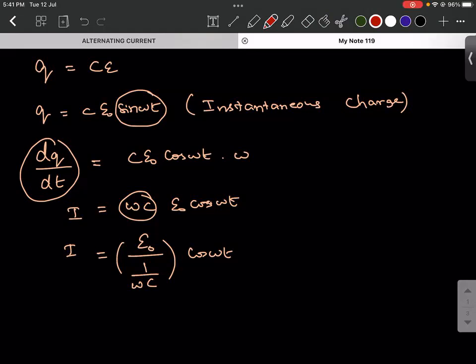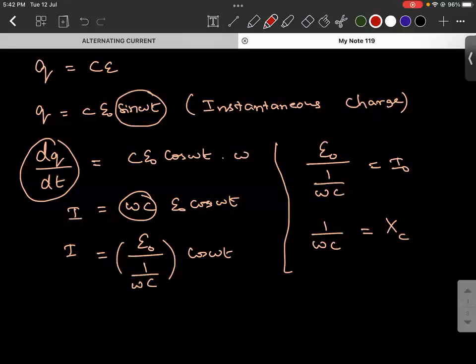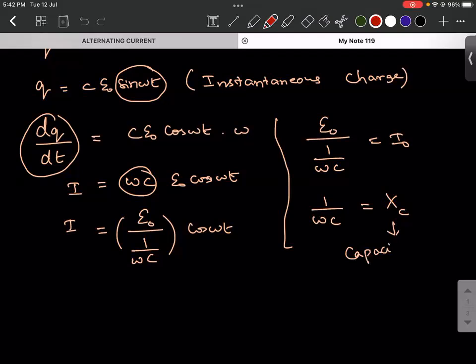So omega C, I brought it down as 1 by omega C. Only then when it goes to the numerator, it becomes omega C. Now what I can do is, I can call this E naught divided by 1 by omega C as I naught, and 1 by omega C is called as XC, where XC is called as capacitive reactance. Is it clear?